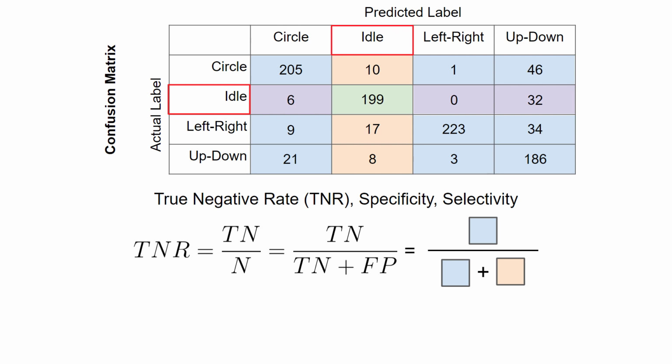Continuing with the medical example, this would be the test's ability to reject healthy patients who did not have the disease. A test with high specificity has fewer false positives. In our example here, the system has a true negative rate of about 95.4% for the idle class.